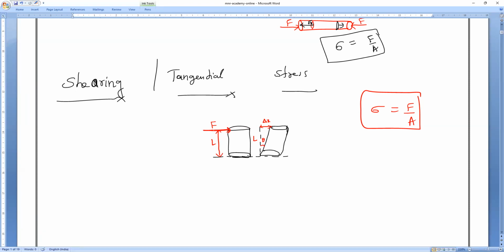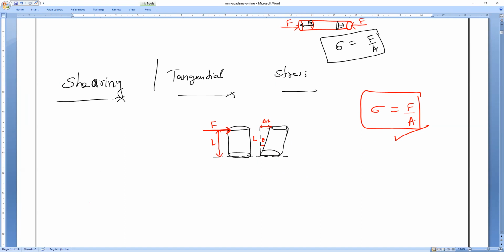Shearing stress means applying the force at the edge, the corner, so that the body moves from the original position to a little inclination. That is called shearing stress. So for shearing stress, what is the formula? Force per area, cross-sectional area. That's all. Not just area, cross-sectional area.